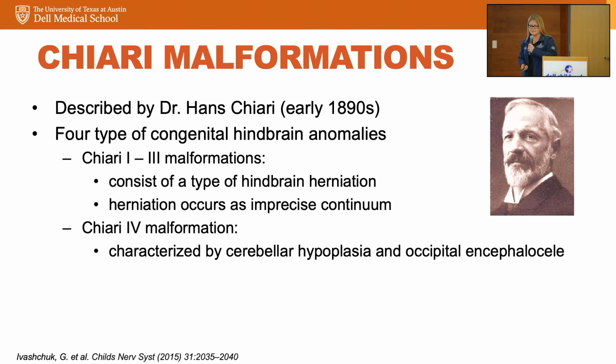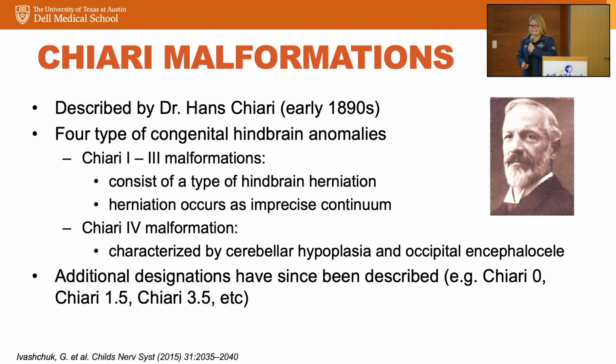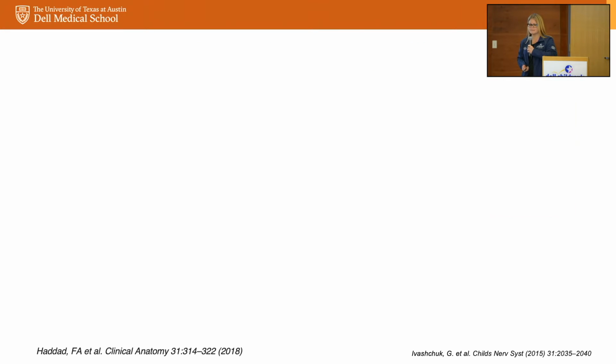The 4th one, which is Chiari 4, was actually confused with a lot of other entities just because it's so rare that throughout the years it has been described incorrectly by many, but it actually is characterized by cerebellar hypoplasia and then an occipital encephalocele, so technically herniation of supratentorial contents. Then in the more recent decades, there's been more designations about different types of Chiari malformations, like Chiari 0, 1.5, 3.5, so we won't really go into details of those today, but I'll mention some.